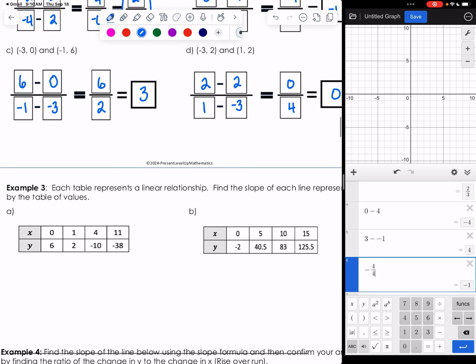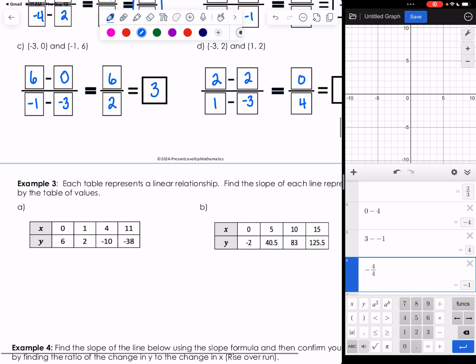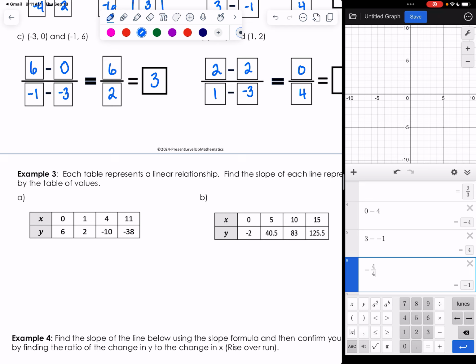All right, example 3. In example 3, it says each table represents a linear relationship. Find the slope of each line represented by the table of values. So in this problem, instead of giving us the 2 ordered pairs on the line, they're giving us several points on the line. But we still only need 2 points to use our slope formula. So when you're given a table of values and the problem tells you that it is a linear relationship, that means you can choose any 2 values in the table to use.